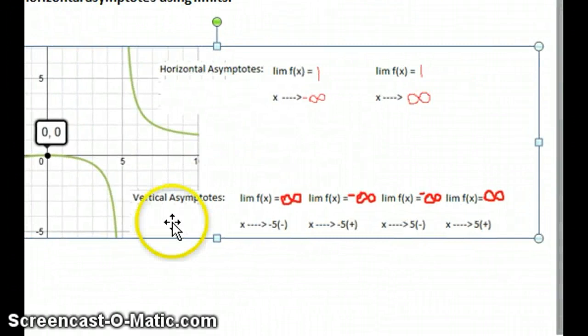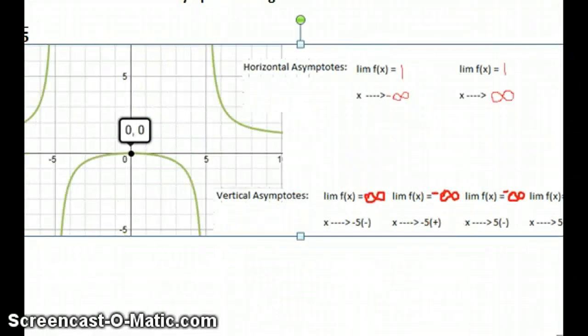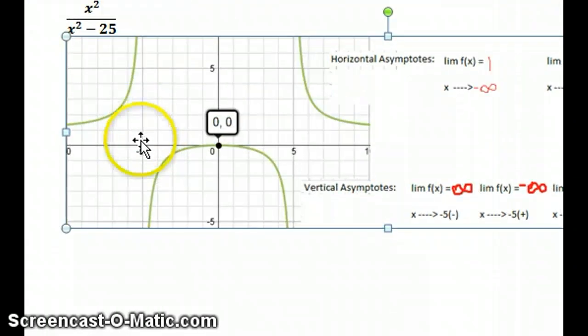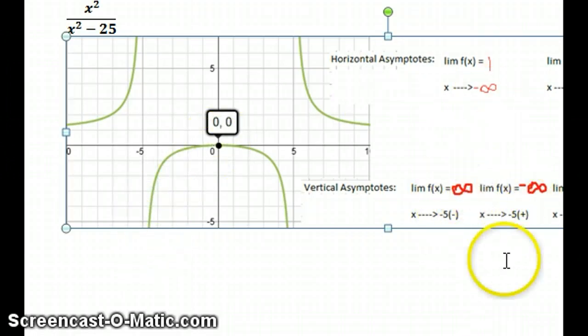And so as x approaches negative 5 from the negative side, so negative 5 from this direction, limit of f of x approaches infinity. And as you approach negative 5 from this direction, limit f of x approaches negative infinity, which is right here. That's how you would write that out.